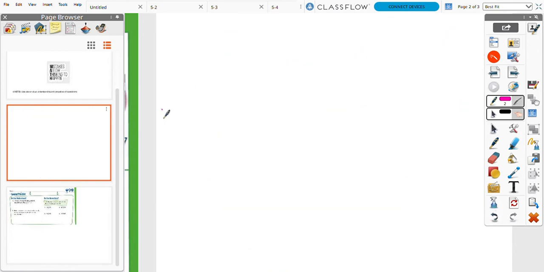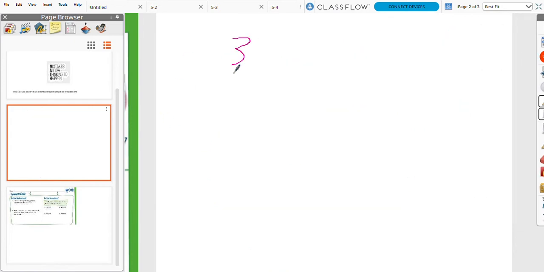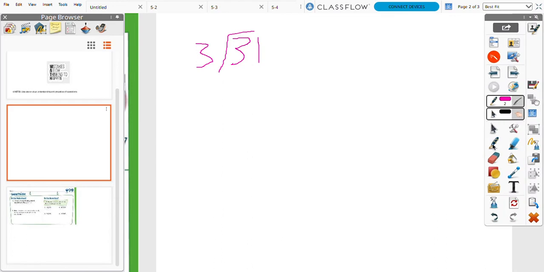So let's think about how we can solve 31 divided by 3 with an area model. This was the method that we were using the other day. So I'm going to go through the same process again by drawing some squares each time.